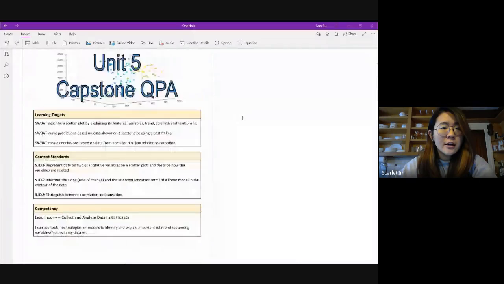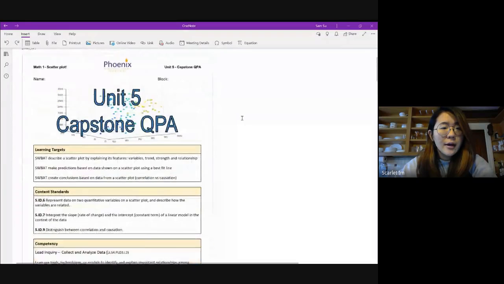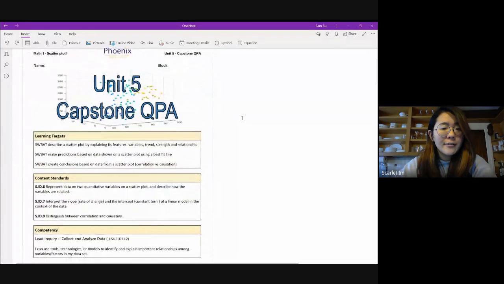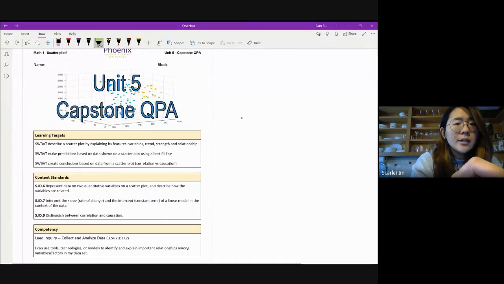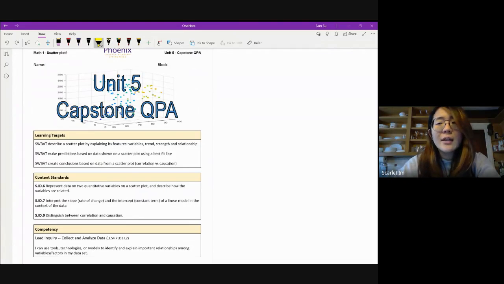So let's get started right away. I'm just going to share my screen and go over what to expect for our QPA today. All right, so right in front of you, you should see your Capstone QPA. This is for Unit 5. I'll go over a couple of our learning targets, and I will be going over what to expect for this document. And then I'm going to go over some important deadlines and some school updates, okay?